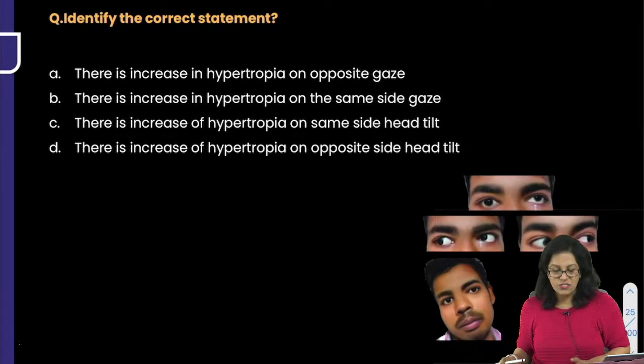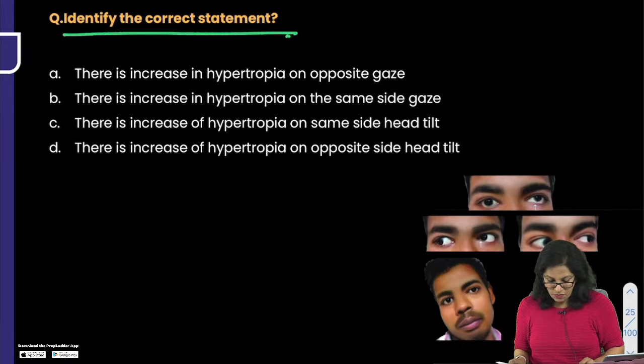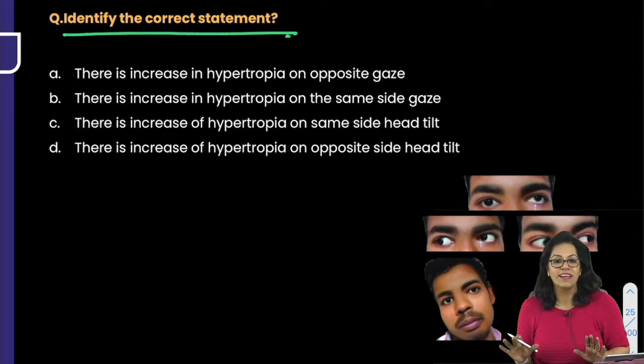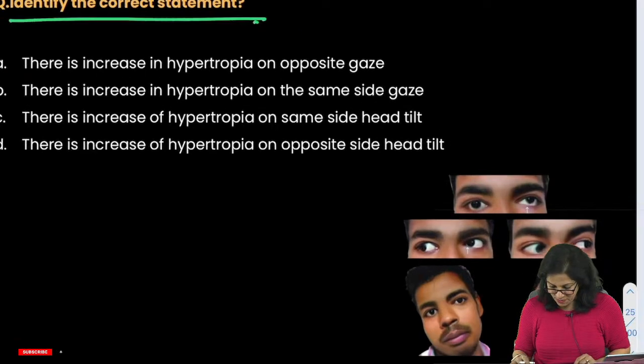Okay, we come to the next question here. Identify the correct statement. Before I go to the options, let us quickly read the statement, then we will be able to understand how to answer. Increase in hypertropia on opposite gaze. So first of all, there is hypertropia. Is it a fourth nerve palsy or not? That is what we have to see. First look at this. Hypertropia can be due to two reasons: inferior rectus is gone or superior oblique is gone.